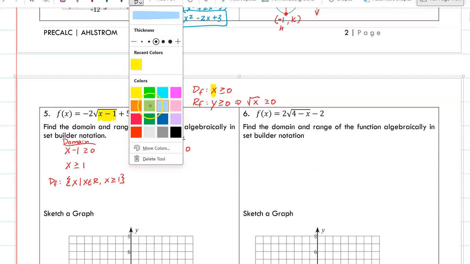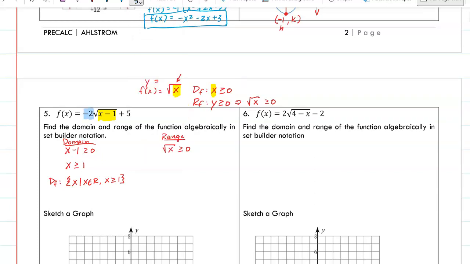What kind of things happen to it? I'm going to pick this color. Okay, first of all, negative 2 gets multiplied on both sides. So I'm going to multiply both sides by negative 2. When you multiply both sides by negative 2, the inequality also changes. Okay, and that just becomes 0. And then what did you do after that? You added 5. So negative 2 square root of x plus 5.